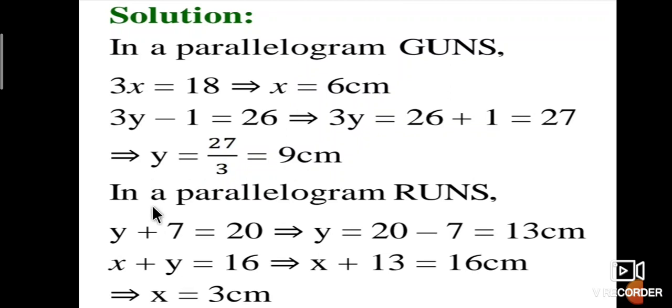Next one is parallelogram RUNS. Y plus 7 is equal to 20. That is, y is equal to 20 minus 7, which is equal to 13 centimeters. Next, x plus y is equal to 16, so x plus 13 is equal to 16. Therefore, x is equal to 3 centimeters.